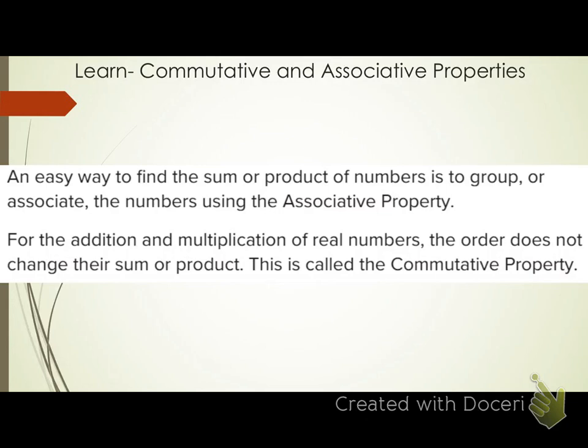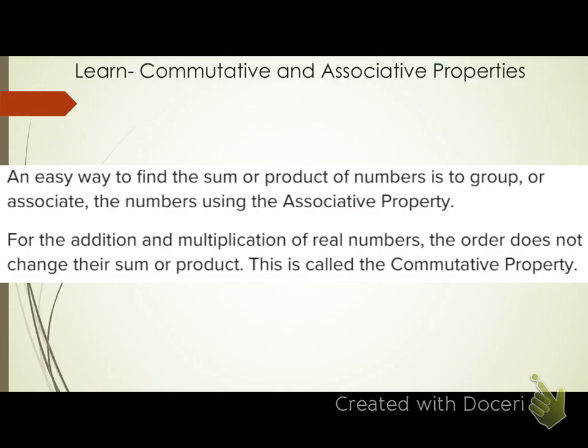The second property we're going to talk about is the commutative property. For the addition and multiplication of real numbers, the order does not change their sum or product. This is called the commutative property. So in an addition problem or a multiplication problem, I can move numbers around. It does not matter which number comes first or last. The order does not matter. I'm going to get the same answer every single time. You okay with those two things?